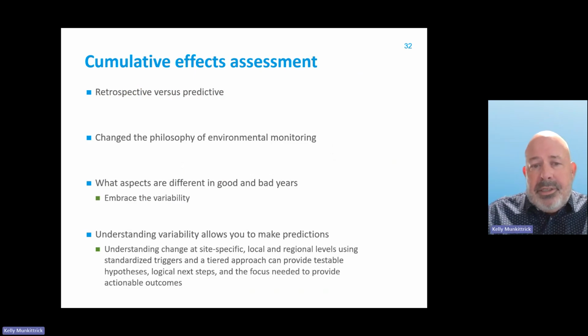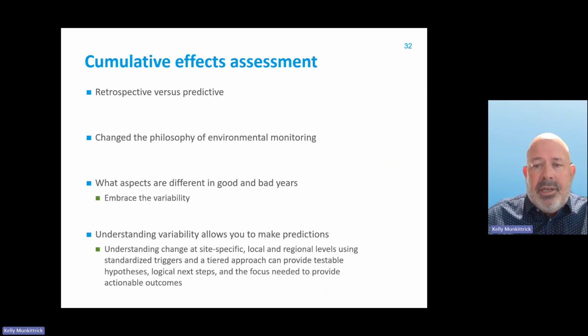So cumulative effects assessment, we used to say, Monique Dubé and I published a paper back in 2001 that said when we do our normal type of health assessment, it's a retrospective cumulative effects assessment, and an EIA is a predictive cumulative effects assessment. Those two processes should talk to one another. The work that we did on the St. John River changed the philosophy of monitoring so that we could make those two processes talk.